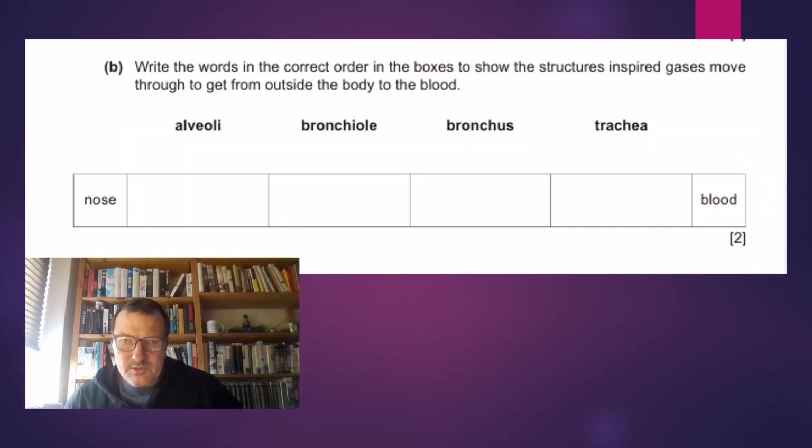The next question asks you to find the correct order to show how inspired gases move from the nose to the blood. And again, this one can be answered by looking at 11.3 here in the textbook. So try to come up with your answers, and I'll give you my answers on the next slide.